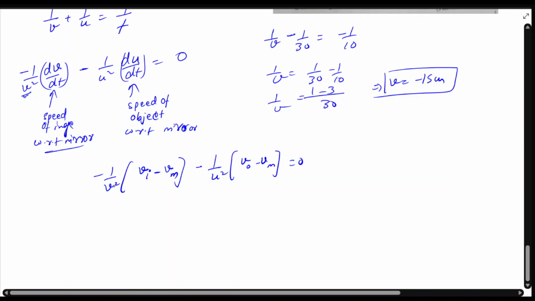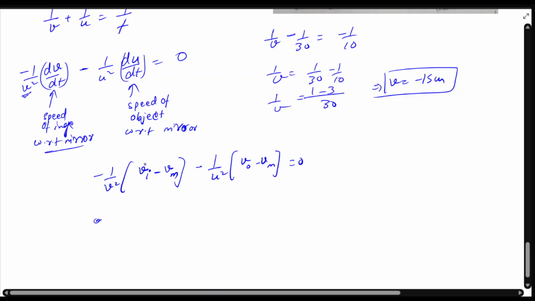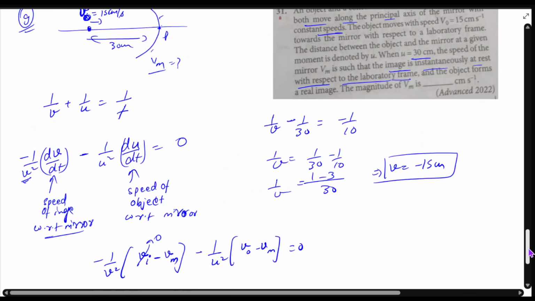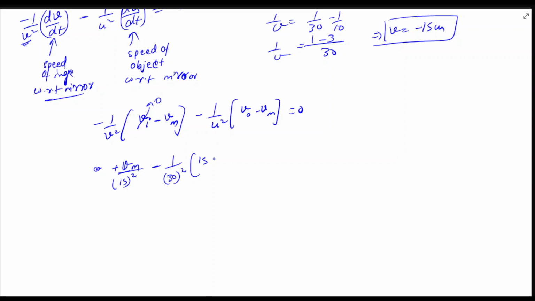Now, let's put those values. Look, Vi is 0, and this is minus 1 by 15 square, and this will be plus Vm, right? Minus 1 by u, u was 30, so this will be 30 square, times Vo. Vo was plus 15 centimeter per second. Everything is in centimeters, so we'll get the answer in centimeters again. Minus Vm equals 0, right?